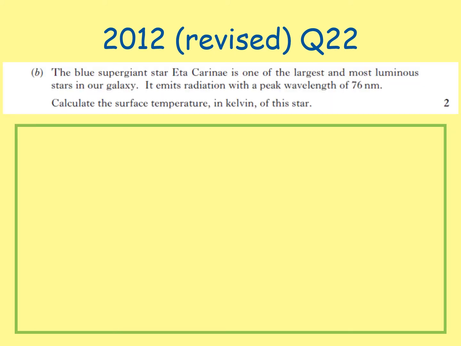Part B. The blue supergiant star Eta Carinae is one of the largest and most luminous stars in our galaxy. It emits radiation with a peak wavelength of 76 nanometers. Calculate the surface temperature in Kelvin of this star. So let's write down our equation. T equals 2.9 times 10 to the negative 3 over our lambda peak.